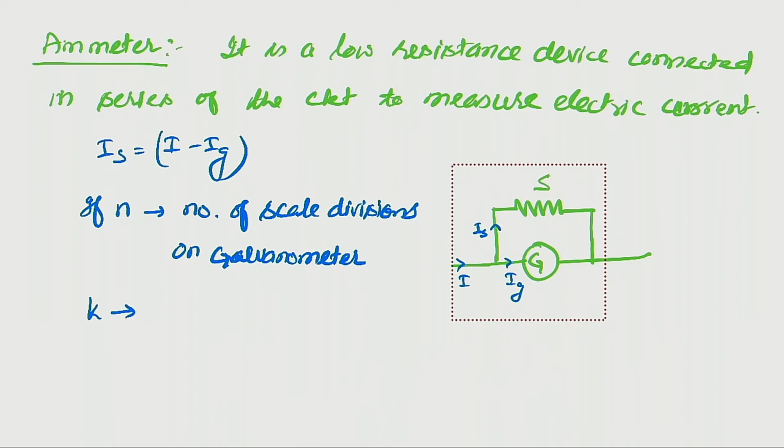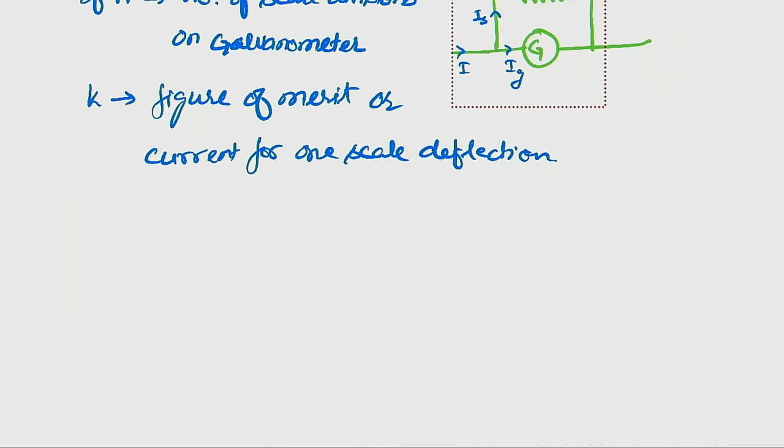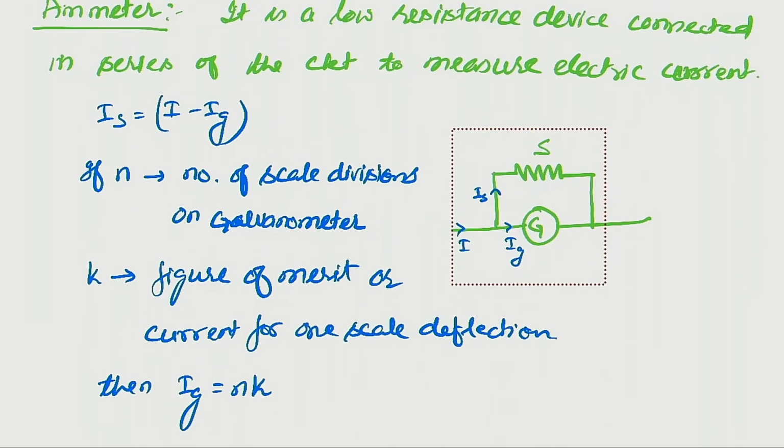Now let K be the figure of merit, or you can say the current for one scale deflection. Now from here we can write that Ig must be equal to N into K. Current through the shunt resistance is I minus Ig, as we calculated earlier.